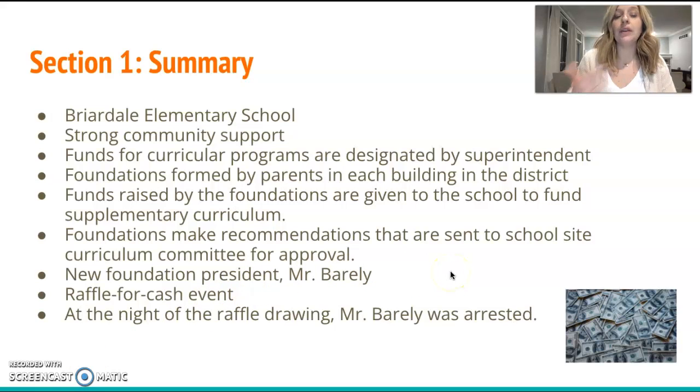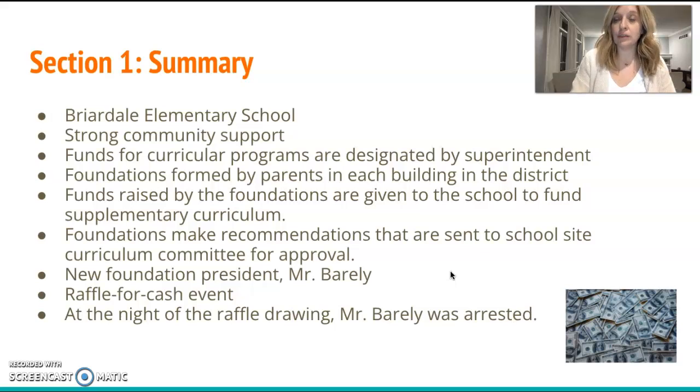This school year, there is a new foundation president for Briardale Elementary School, a parent whose name is Mr. Bairley. He is a Harvard graduate, and one of his fellow classmates from Harvard is the head of a foundation at another school. And it is very competitive. There's a competitive spirit amongst all of the foundations because they want to raise the most money for the students in the district. So Mr. Bairley is coming into it wanting to be competitive and beat his old classmates, and he comes up with an idea to hold a raffle for cash event, and he brings this idea to the foundation and they agree upon it.